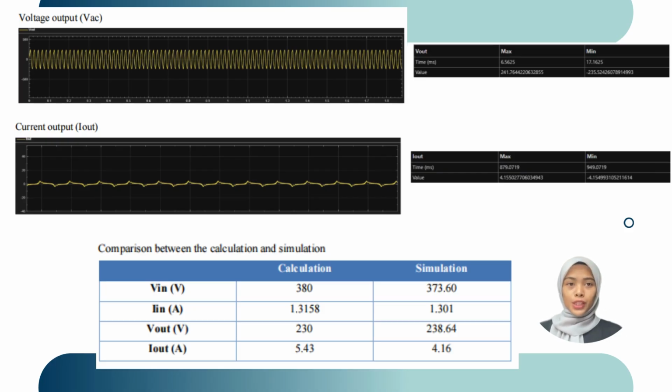As we know, the voltage input and the current input for the inverter are the same as the voltage output and the current output from the DC-DC converter. The output voltage from the calculation is 230 volt, and from the simulation we got 238.6 volt, slightly higher than the calculation. For the output current, the calculation gave 5.43 ampere, and the simulation gave 4.16 ampere, which is slightly lower than the calculation.